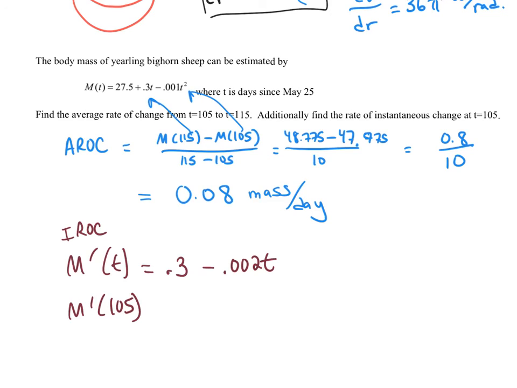And so then we'll get 0.3 minus 0.002 times 105. And that's going to give me 0.09 mass per day. So at 105, it seems to be a little more, so this might be slowing down or speeding up, but that's the idea. So average rate of change, instantaneous rate of change, really just comes down to using that formula for average rate of change, or just finding the derivative.